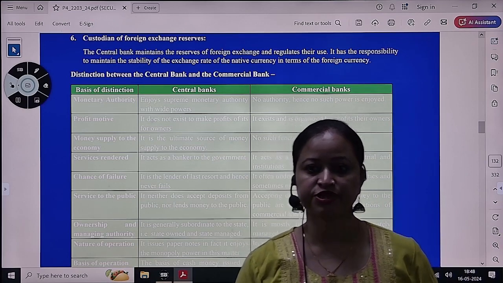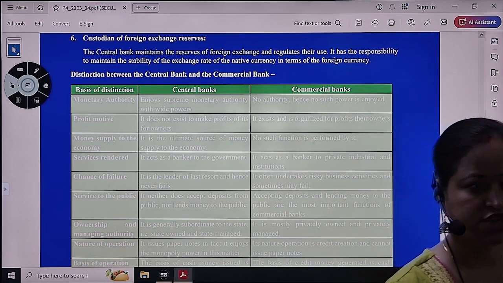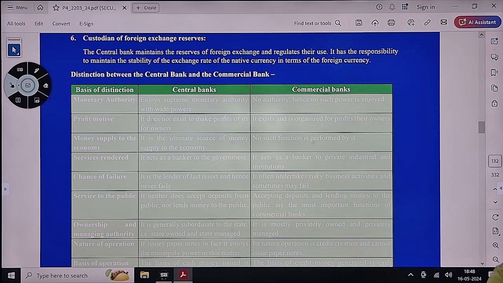Now we'll see the difference between central bank and commercial bank. Okay, difference between central bank and commercial bank. So central bank is only one and commercial banks are many. Central bank issues currency notes and commercial banks do not have the right. Okay, central bank has the monopoly right, but commercial banks do not have the monopoly right.